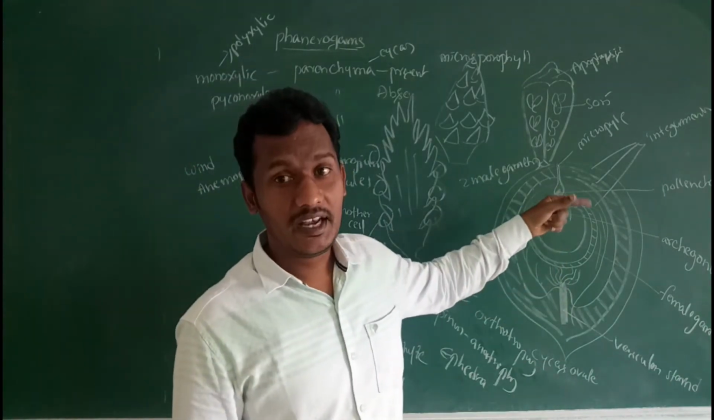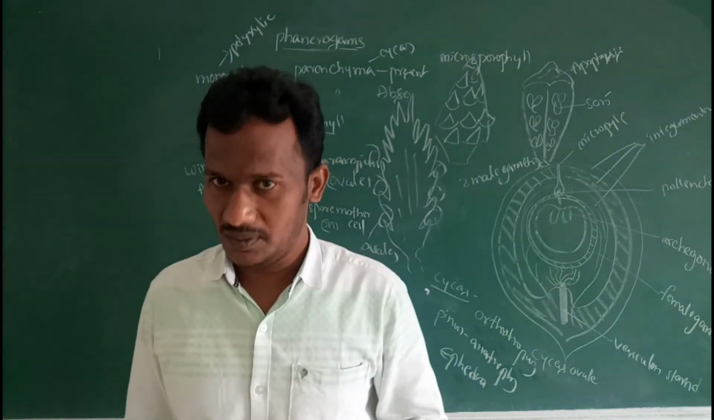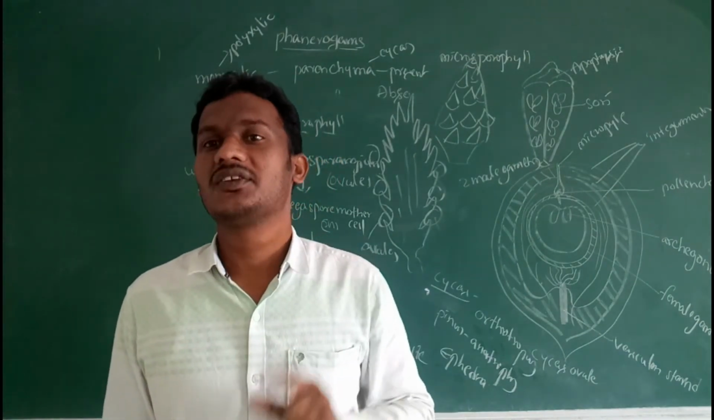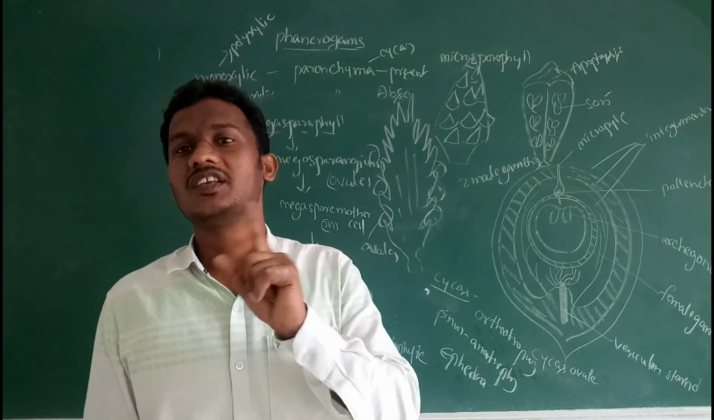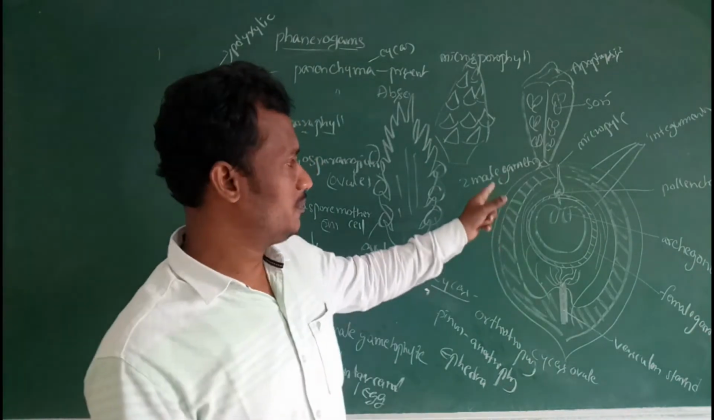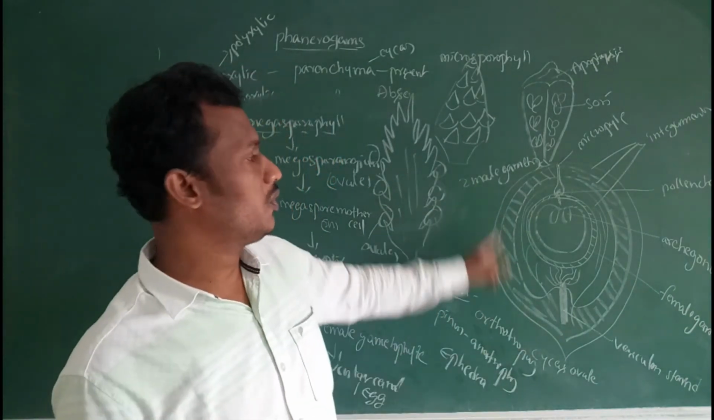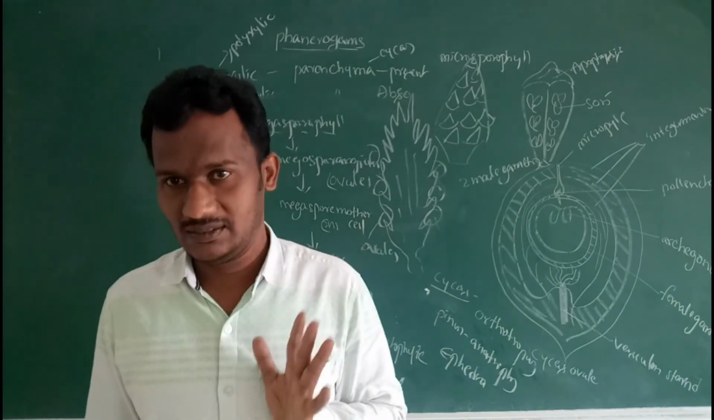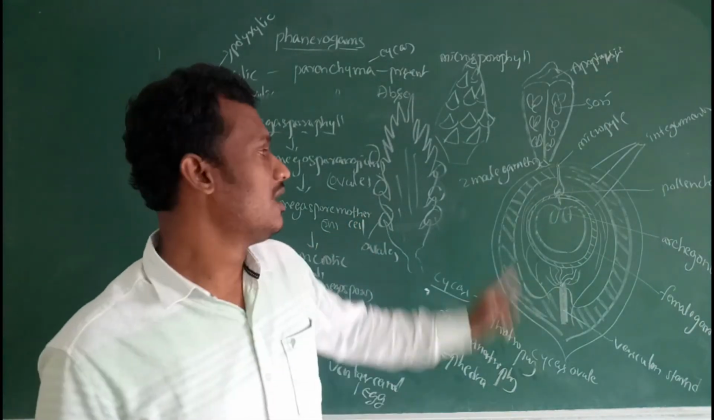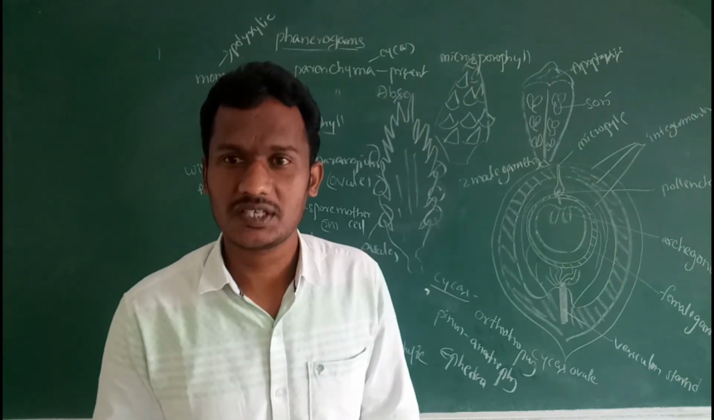Then the generative cell undergoes mitotic division and produces two types of cells: one is a stalk cell, the second is a sperm mother cell. This sperm mother cell again undergoes mitotic division and produces two male gametes. Out of these two male gametes, only one is in a functional condition.